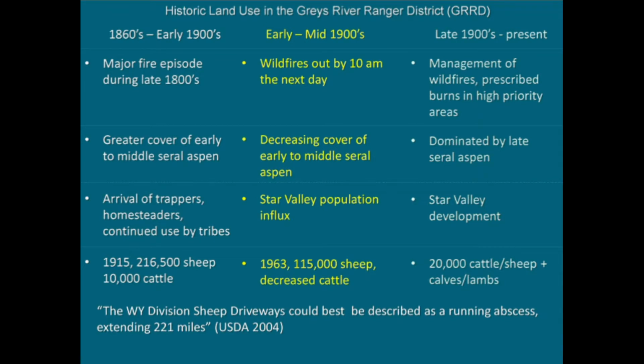So we want to create a management plan. We need to create this management plan, but also look at what sort of past historic pressures have been on the landscape. And I'm just going to go over a little overview here of land use history since the 1850s, when it really started becoming increasingly settled. There was a major fire episode during the late 1800s, so most of the aspen on the landscape now are a result of that fire. Prior to that, there were mixed severity fires every 40 to 70 years. A good balance of early to middle seral aspen.